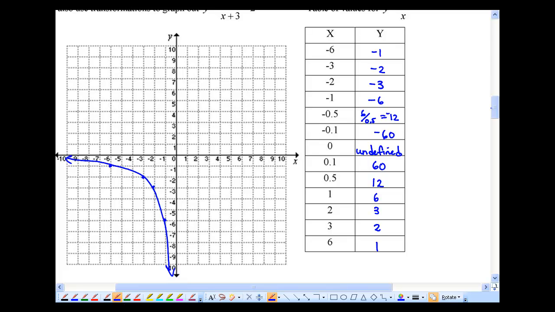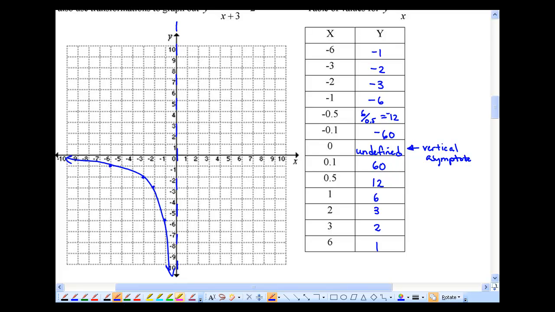Okay, and then at 0 it's undefined. I don't know if you remember from last year what we did with this undefined thing, but that was what we call the vertical asymptote. And then to draw that in, we just drew a nice dotted line at, in this case, x equals 0.